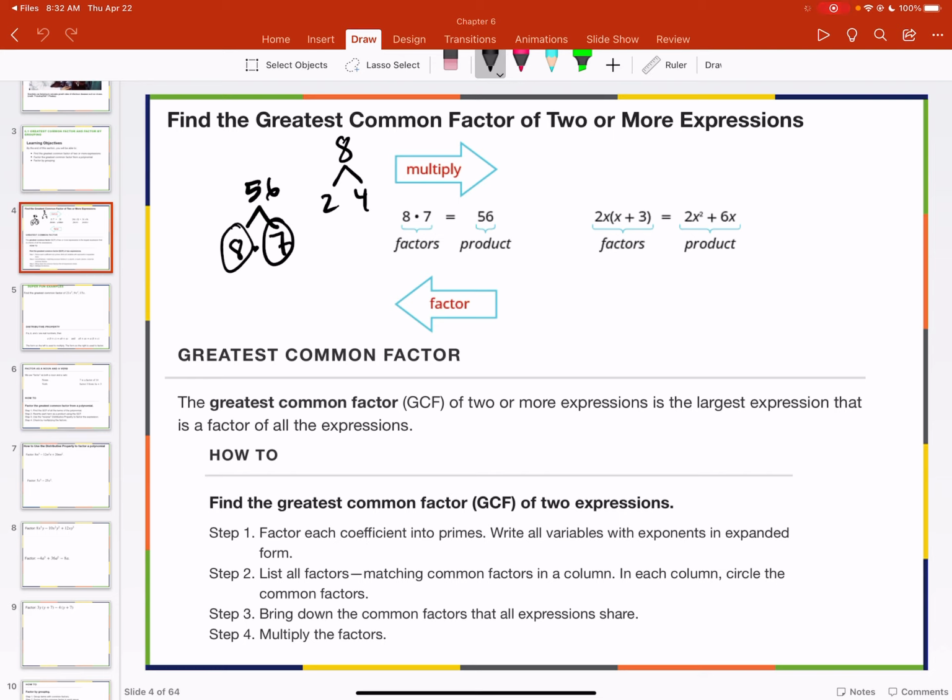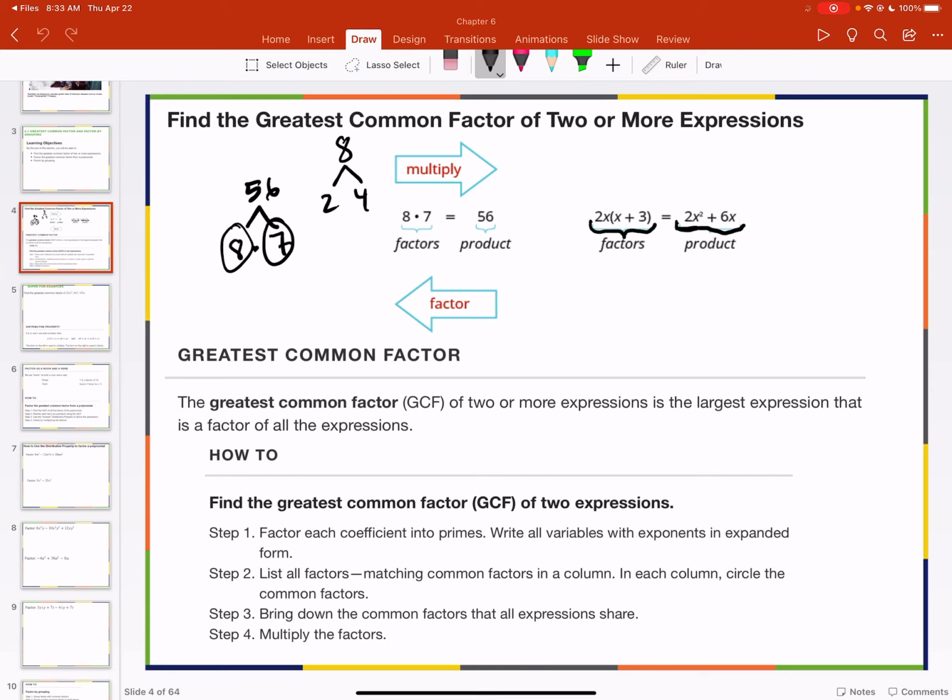Now that also extends to variable expressions. See here you have the product 2x squared plus 6x. If you think of it that way, it can be split into two factors, 2x and then x plus 3. So it's the same thing. Now, let's introduce the greatest common factor. Basically, if you have a polynomial with different terms, the factor that can be divided into every single term, that's the greatest, is literally the greatest common factor. So the name is not creative at all.